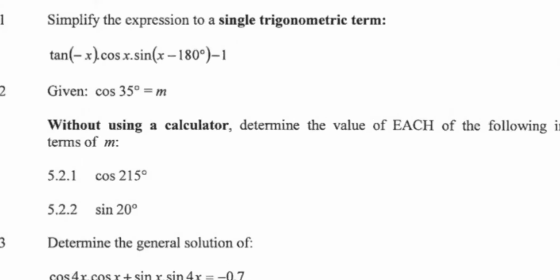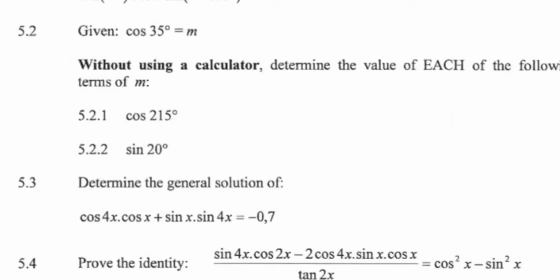Okay, then question 5.2. I really love these questions. Again, just copy down the question. Given that cos of 35 degrees is equal to m, without a calculator, determine the value for each of the following. Okay.